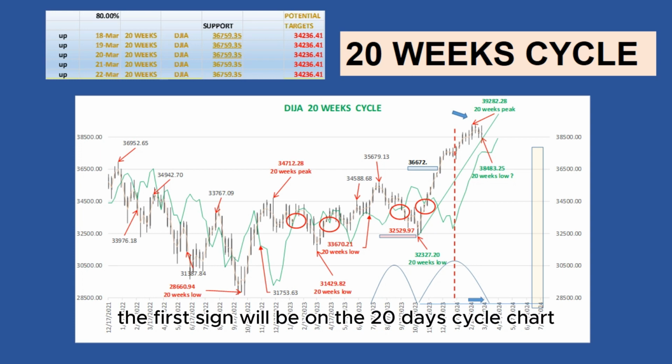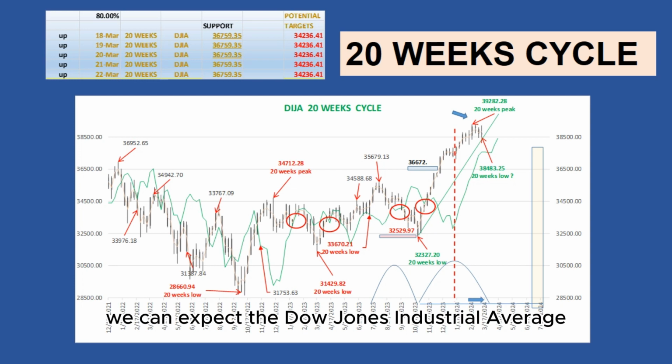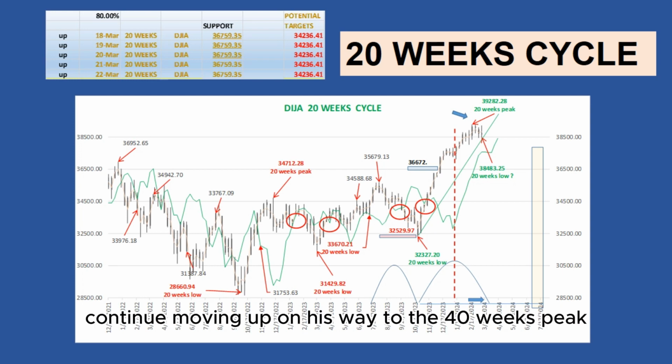The first sign will be on the 20-day cycle chart, when the Dow Jones Industrial Average crosses above its cycle line. This will be the first indication. So we can expect the 20-week low to occur soon, if it has not already formed last week. What's next? Once the low is confirmed, we can expect the Dow Jones Industrial Average to continue moving up on its way to the 40-week peak.